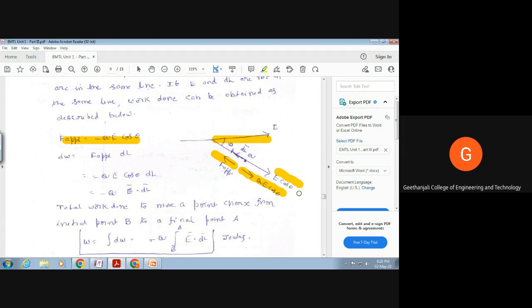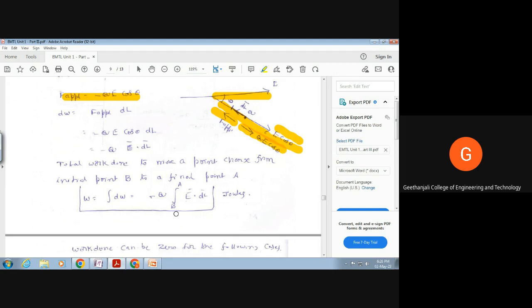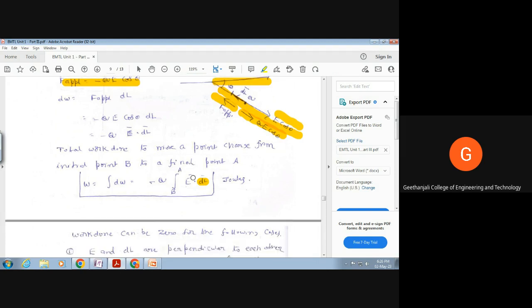Suppose I want to move the charge through a finite length. Let us say this is the initial point B and this is the final point A. I need to integrate this expression. So integral dW, that means W is equal to minus Q integral E dot dl from B to A, in joules. The path along which the point charge is moved from point B to point A is described by this dl. dl determines the path along which we are trying to move this point charge of Q coulombs from initial point B to final point A.